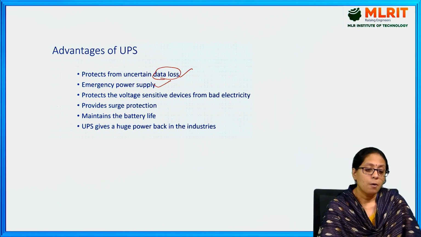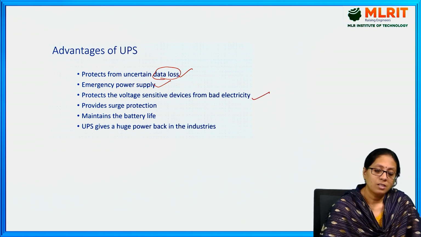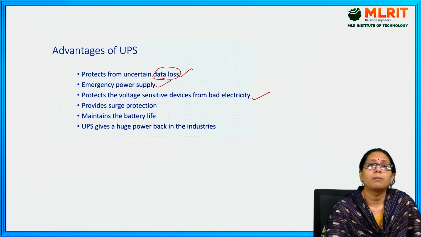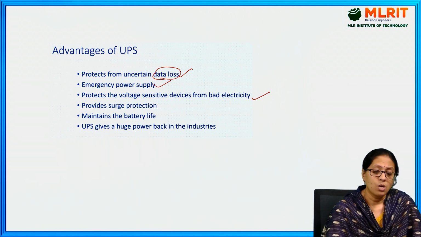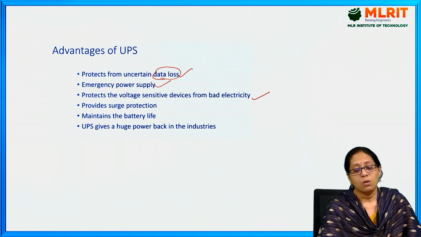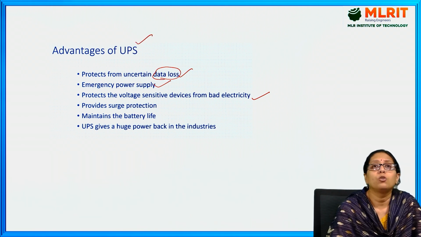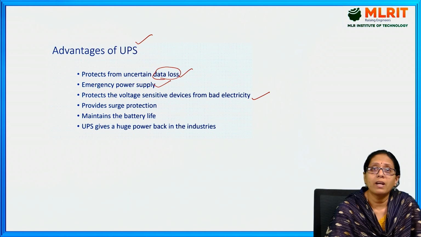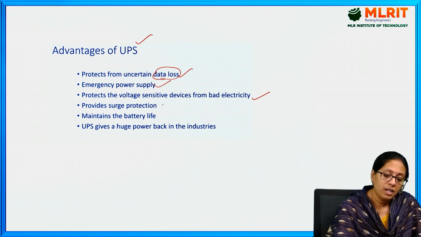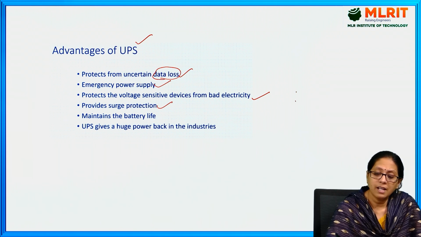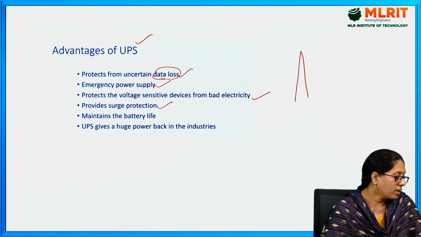And next one, protects the voltage sensitive devices. Some electronic devices are mostly voltage sensitive devices. So when the voltage fluctuates, when the voltage becomes zero or it fluctuates, all these kind of fluctuation can be reduced by using this UPS, and that electronic device can be protected. It provides the surge protection. That means sudden increase in voltage, like you can see.